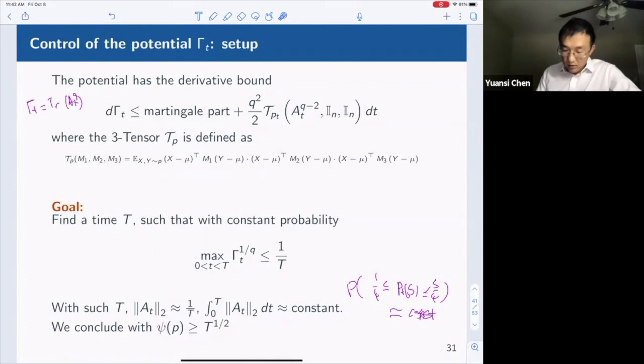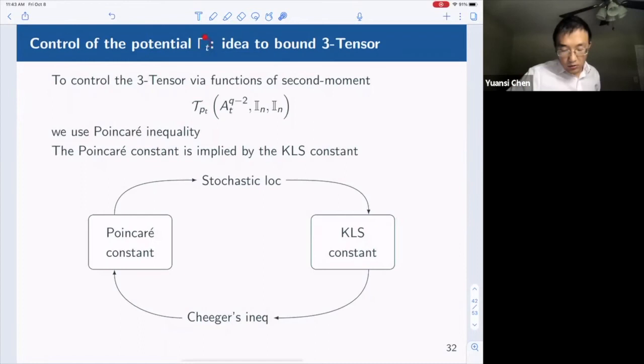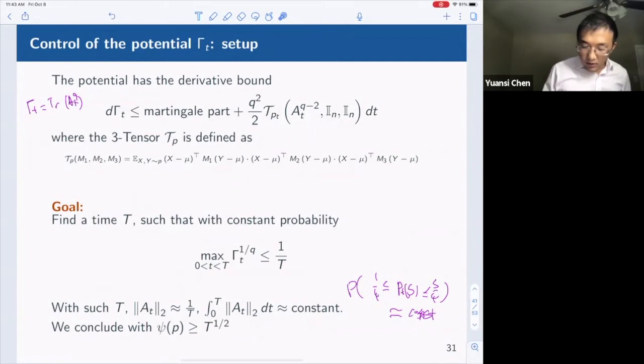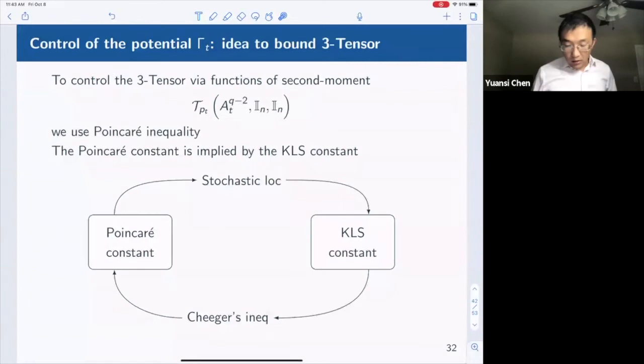Okay, so this potential function gamma t looks complicated, but after all, it's some kind of third order moments, right? But on the left hand side, you have some moments that depend on the second order. The covariance is second order, right? But here you have third order functions. And the idea is that you can relate the third order tensor with the second order moment using the Bourgain inequality, because when you apply the Bourgain inequality, you basically take one derivative, you shave off one of the degree, right? So the Bourgain inequality will help you bound this term.